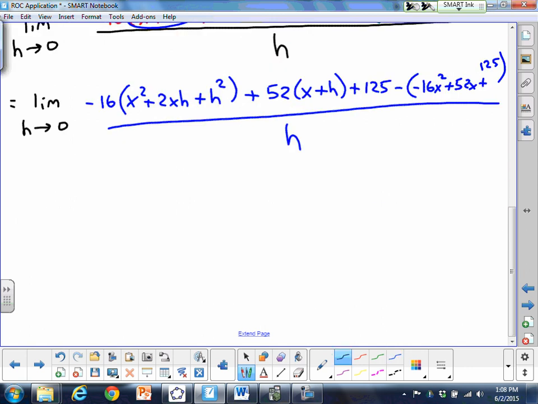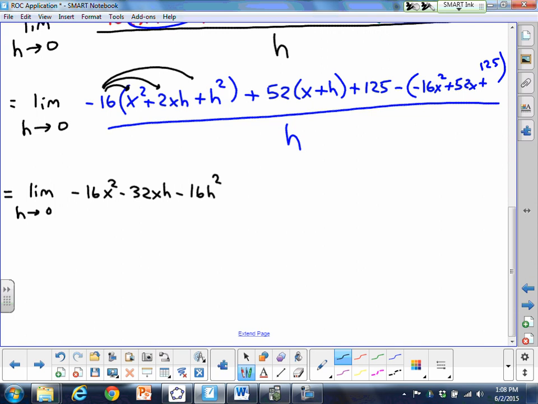Okay, so let's do the limit as h goes to 0. We've got a couple things to distribute, right? The negative 16 can go to everything first. So negative 16x squared minus 32xh minus 16h squared.